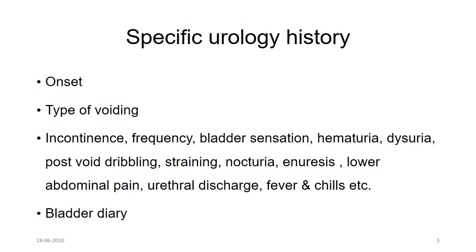Now moving to urology history, we should inquire about the type of voiding, whether it is an indwelling catheter or intermittent clean catheterization, etc. We should inquire whether the patient is having any urinary incontinence, increased or decreased frequency, presence of bladder sensation, hematuria, dysuria, post-void dribbling, straining, nocturia, lower abdominal pain, urethral discharge, fever and chills, etc. We can also take a rough bladder diary from the history itself.